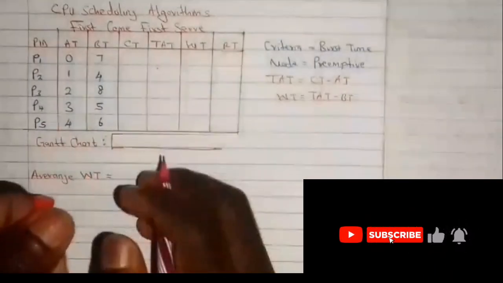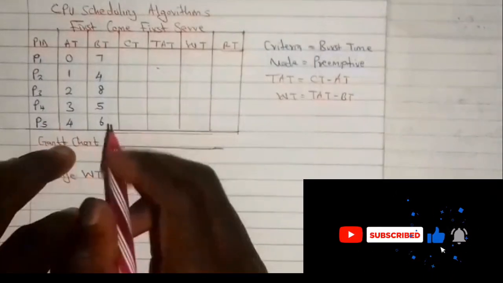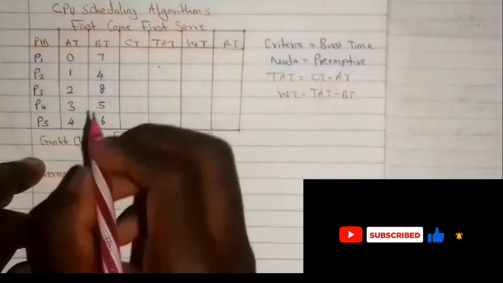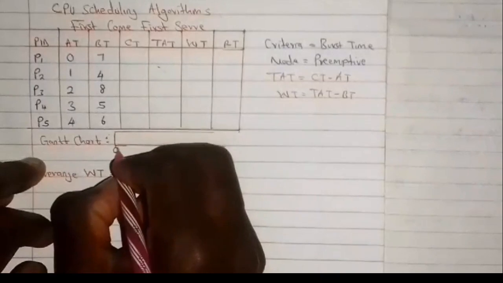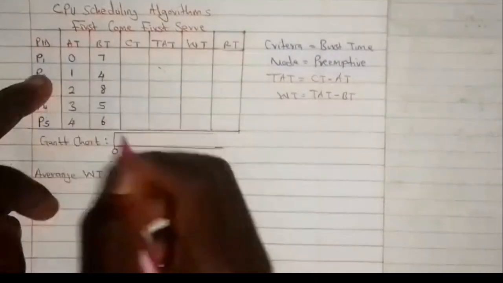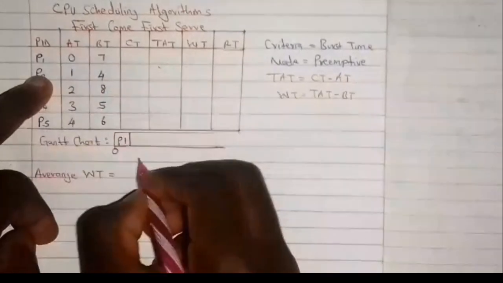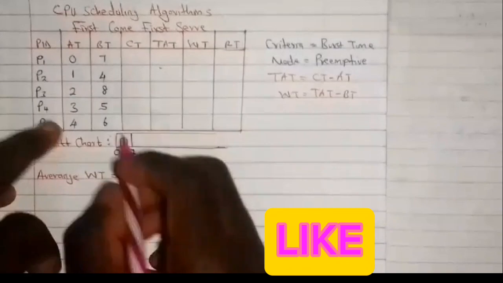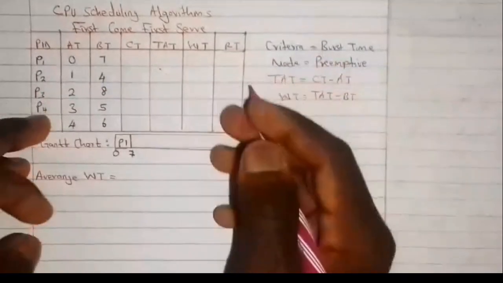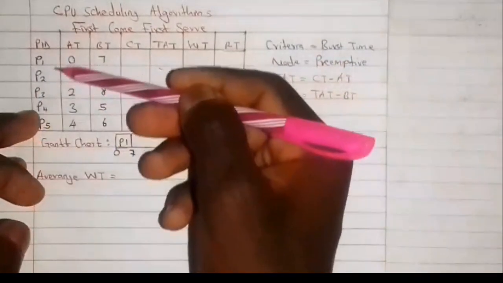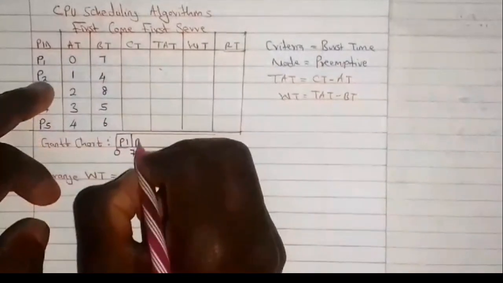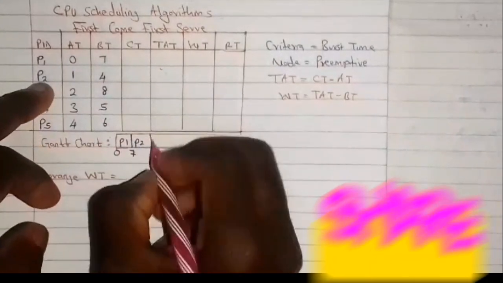Now, by tackling such a question, you first draw a Gantt chart. At time 0, we have P1. P1 has already arrived at the CPU and it has a burst time of 7. Because it is first come, first serve, they follow each other, P1, P2, up to P5. We go to P2, we allocate P2. It has a burst time of 4.